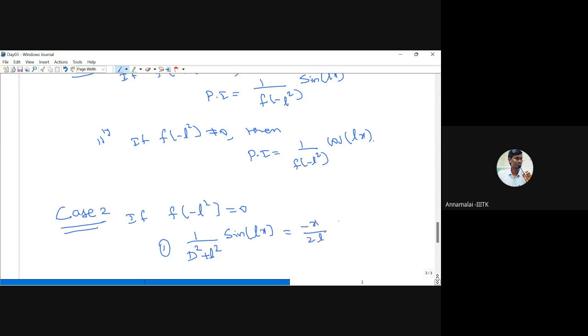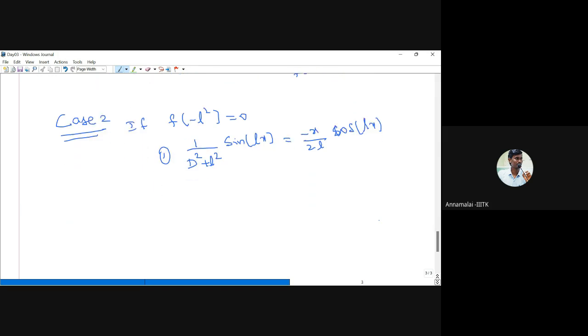into, you have to differentiate sine. What is the definition of sine? Cos of Lx. Okay, so similarly for 1 by d square plus L square times cos of Lx, if it is 0, then again this is x by 2. That is, you have to integrate cos, not differentiate. If you integrate cos, we get sine Lx by L, but it is 2 times L, x by 2L. So this is the thing.